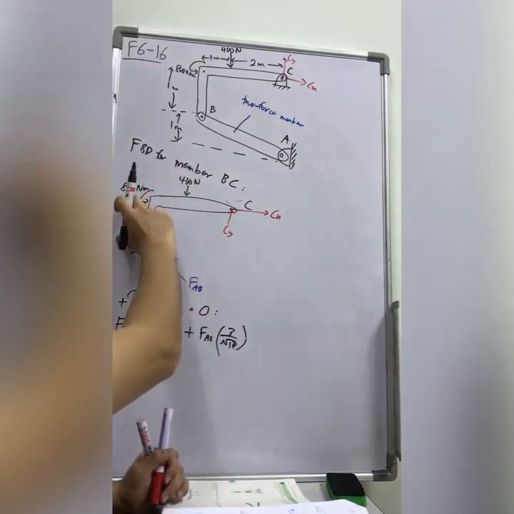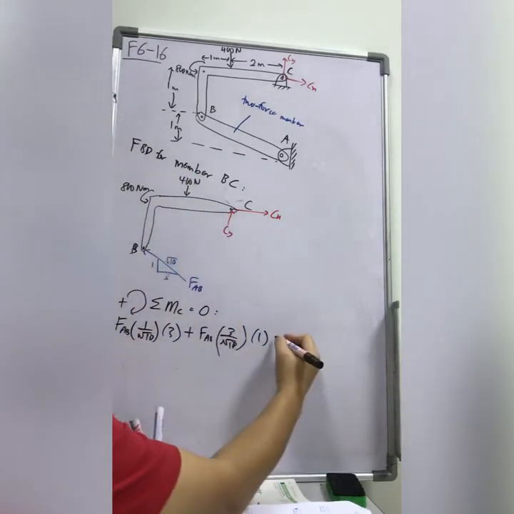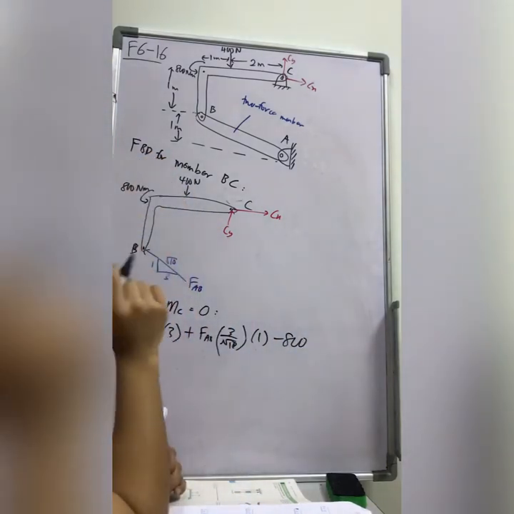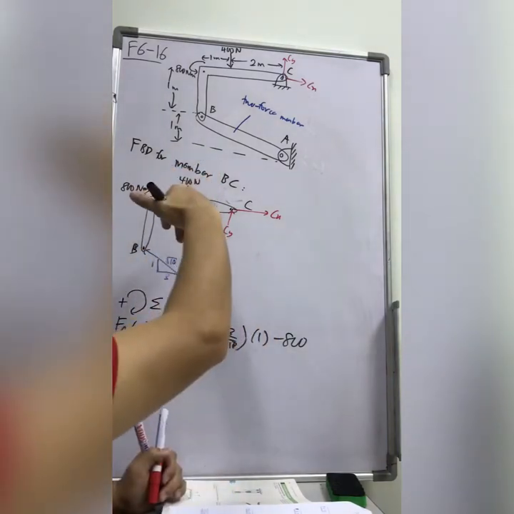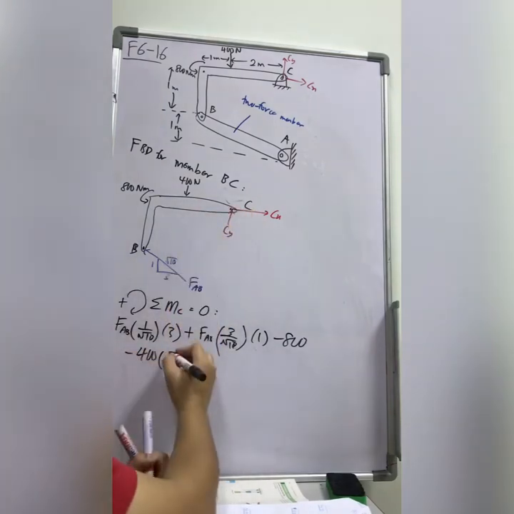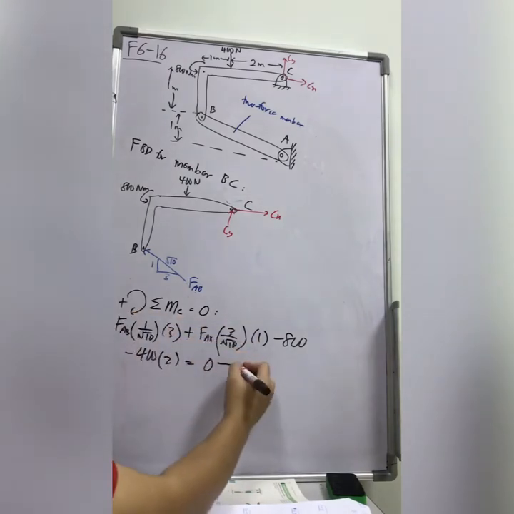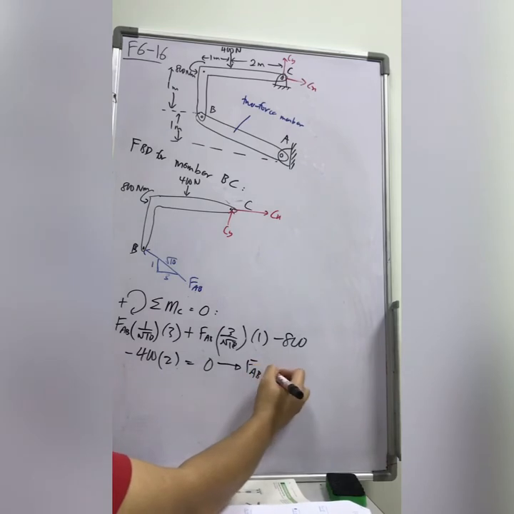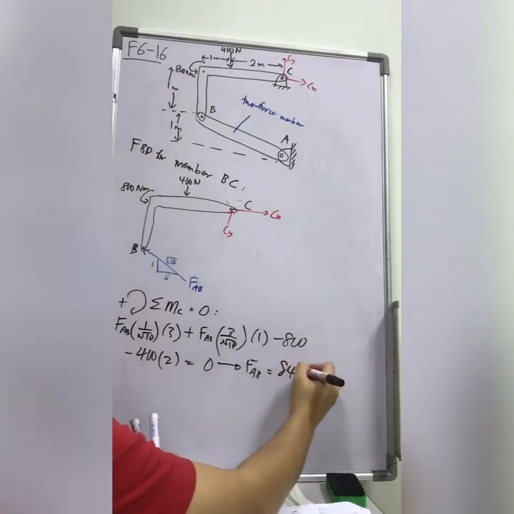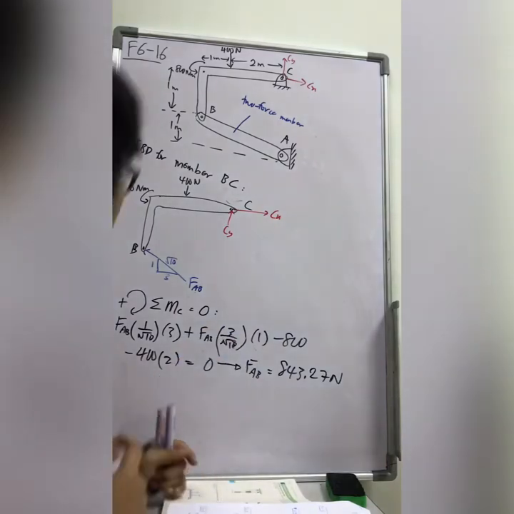So we take this arm, which is 1 meter. Next, you take this 800, minus 800, because it goes counterclockwise, as we assume clockwise is positive. And then you have this 400, which goes again counterclockwise, so minus 400 Newton times the length, which is 2, equals 0. So you can see that in this equation you just have FAB as the unknown. You can solve for FAB, and you will get FAB as 843.27 Newton.